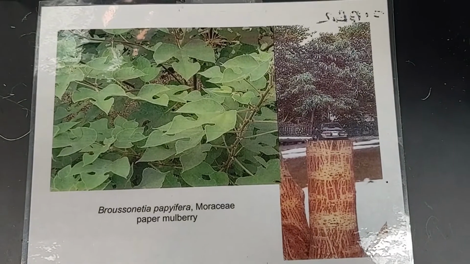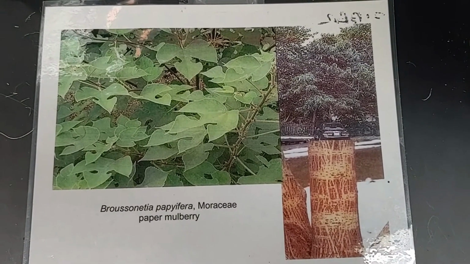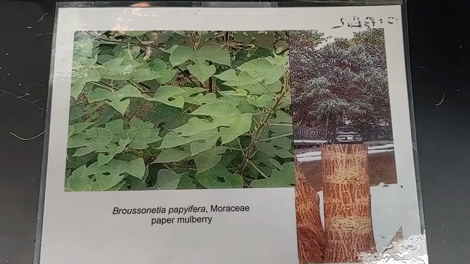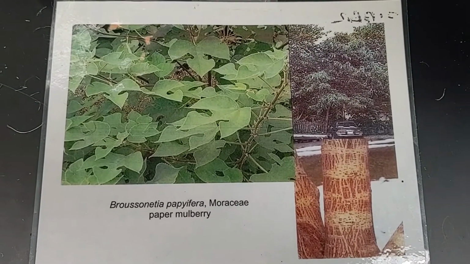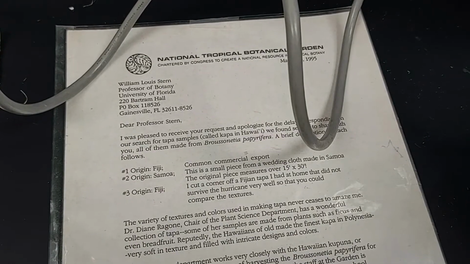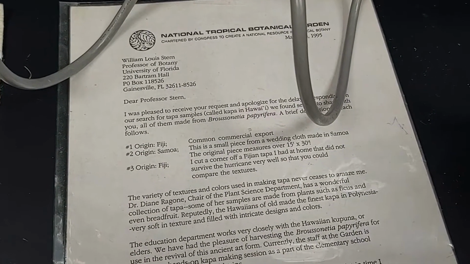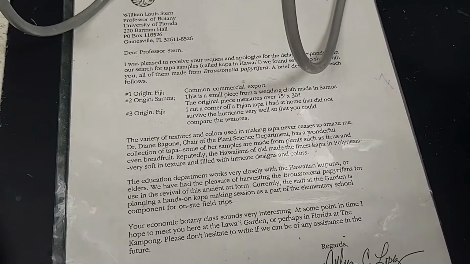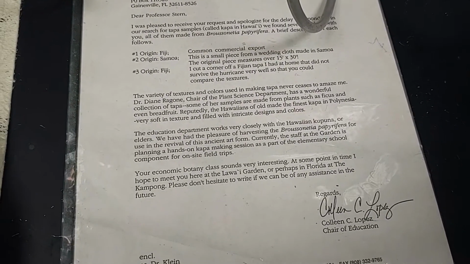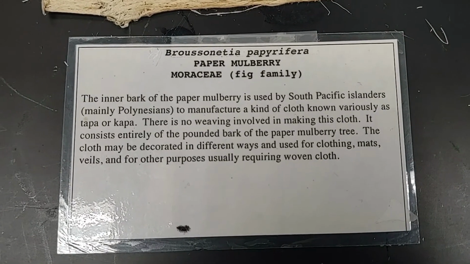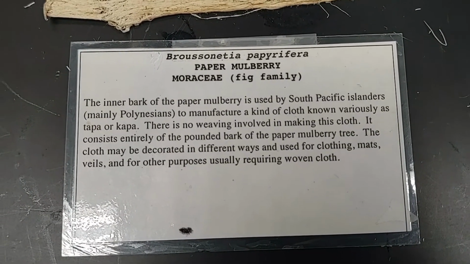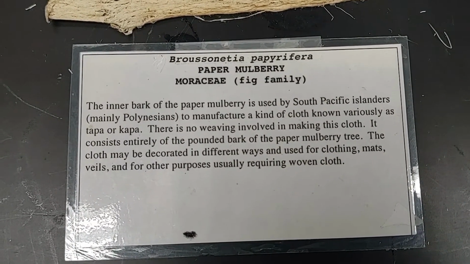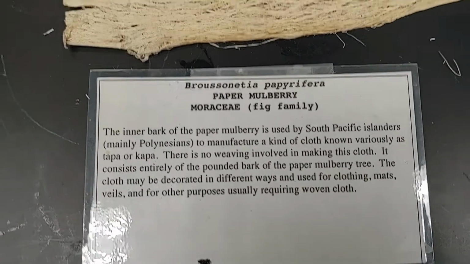These include an invasive species called paper mulberry. We do have two native mulberry species, but this one, as I noted, is invasive and spreads very quickly. And here's a note talking about paper mulberry. It's actually called kapa in Hawaii. And this is actually a species where its name kind of sounds like paper mulberry at the end. Papyrifera, difficult word to say.